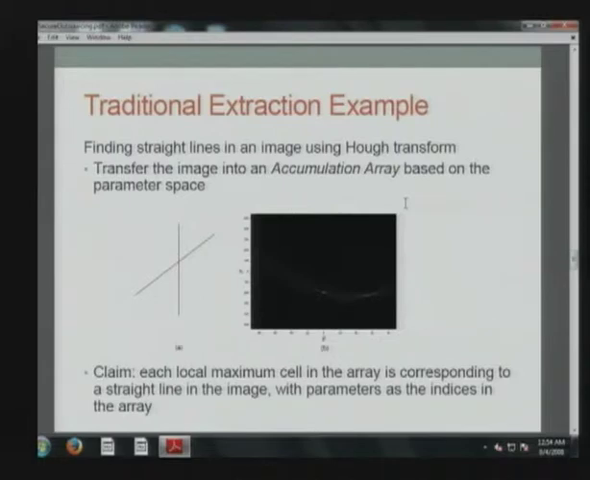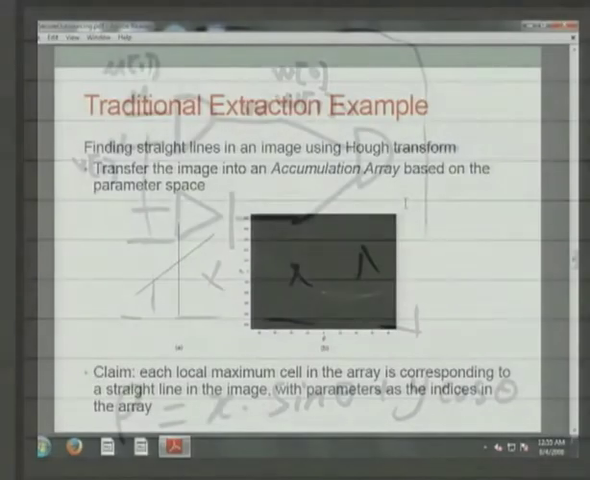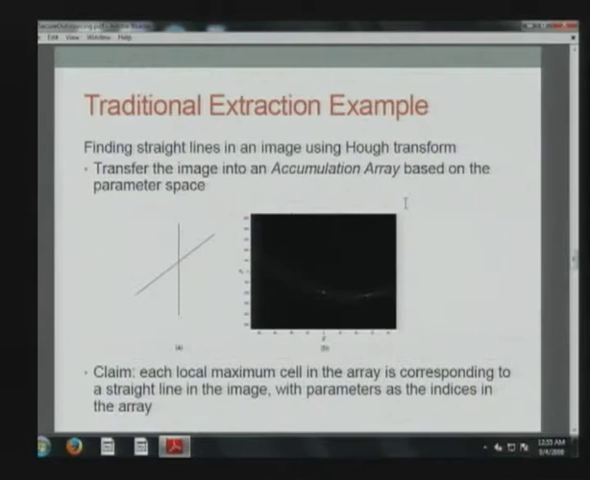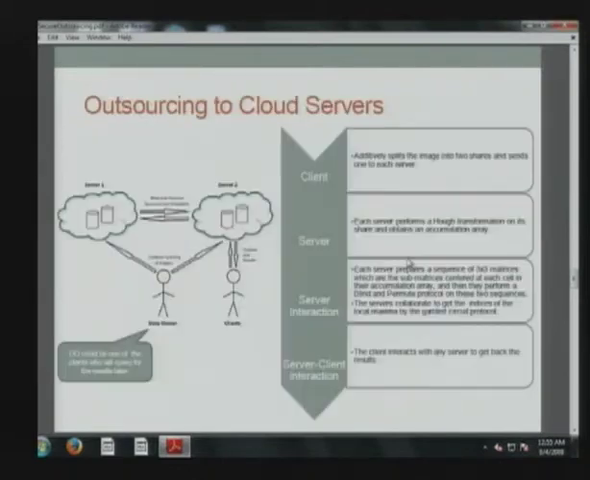So the claim here is, for this algorithm, each local maximum cell in the accumulation array corresponds to a straight line in the image with parameters as the indexes in the array. So in this case, we can reduce the problem of finding a straight line to finding maximum cells inside an array with real values.